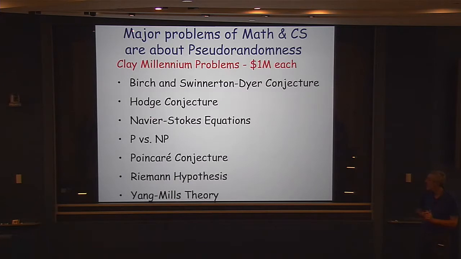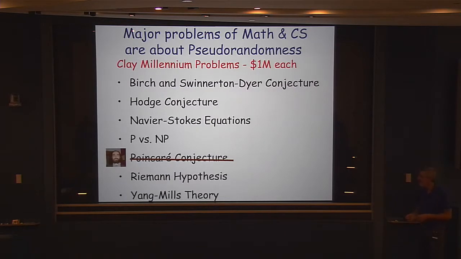Clay Millennium Problems. This was a list of 7 problems that a bunch of famous mathematicians set at the request of the Clay Foundation to pick out of all problems in mathematics the problems that are really important for the next century to work on. And they came up with these 7 problems. So if some problems from this list are pseudorandomness questions, then maybe we are happy. And if you want to make $1 million, you should start quickly, because one is gone.